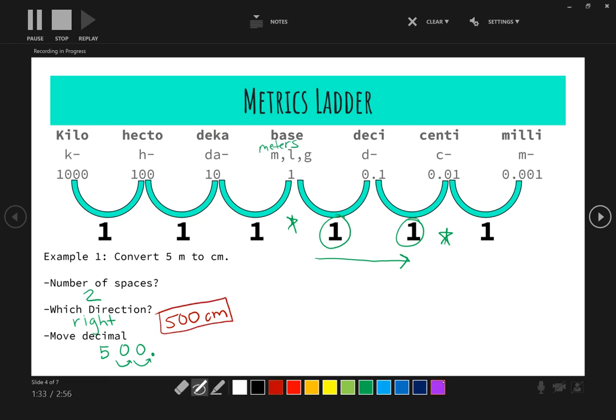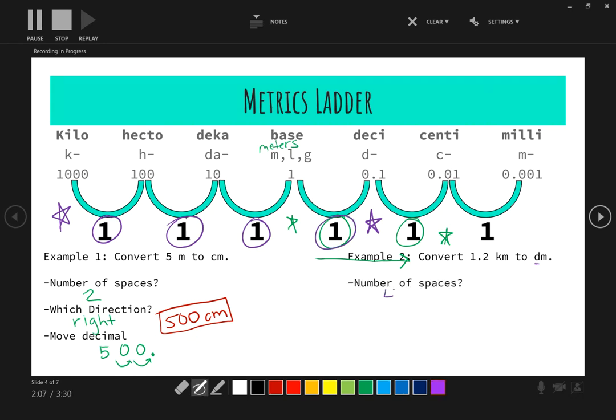Let's take a look at another example. So example 2, convert 1.2 km to dm. So first let's find km. Km is kilo. And we're going to go to dm. Now be careful because you have 2 d's here. One is dA something, the other one's just d something. So we only have a d, so we're going to go to d. All right, and we're going to count how many numbers are in between there. 1, 2, 3, 4. So we're going to move a total of 4 spaces. In which direction did we count? We counted again to the right.